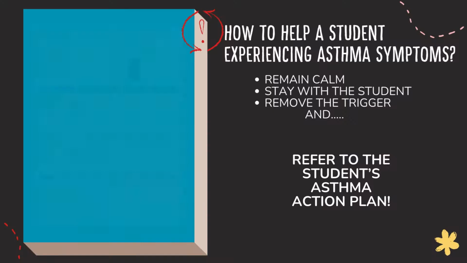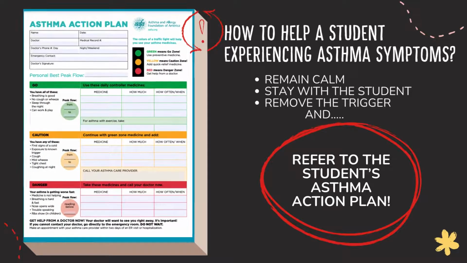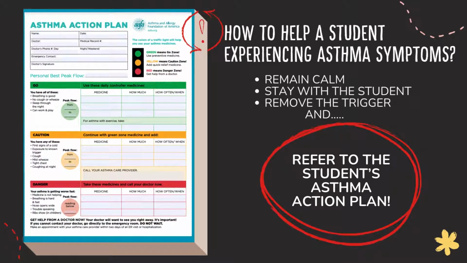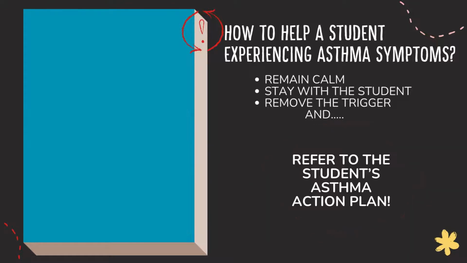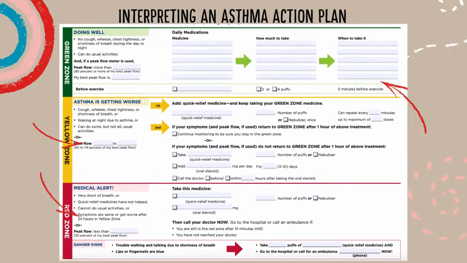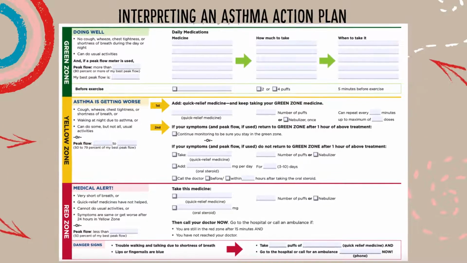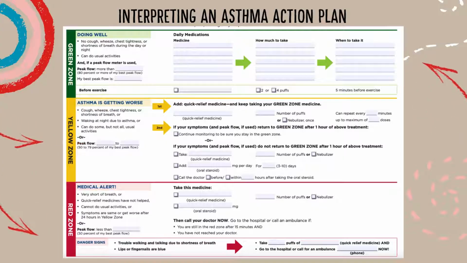So what is the appropriate treatment for a student exhibiting asthma symptoms? First, it's important to remain calm, stay with the student, and, if possible, remove the trigger. For instance, if the student is running in PE, have them stop and sit. What to do next can be found on the student's asthma action plan. Action plans may look different, but they all contain information on the student, asthma triggers specific to that student, and treatment protocols, as prescribed by their healthcare provider.